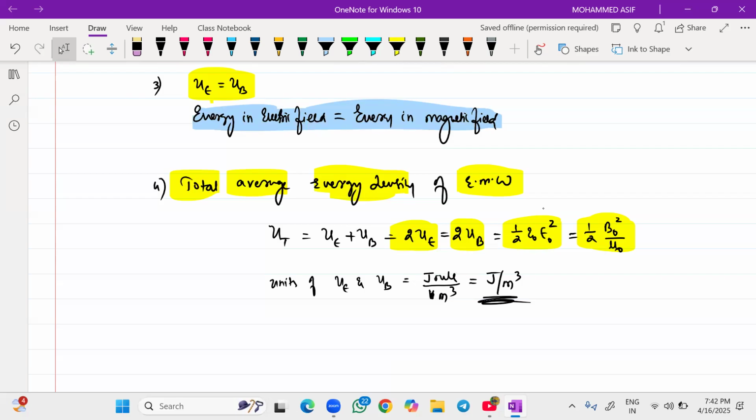1 by 4 pi epsilon naught is 9 into 10 to the power of 9. Half into... what is the value of mu naught? Mu naught is equal to 4 pi into 10 to the power of minus 7.